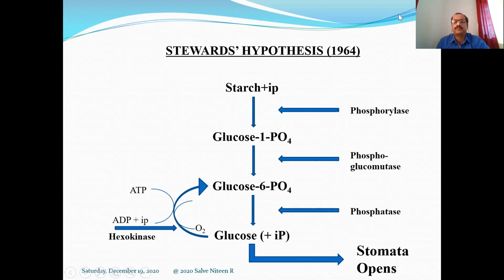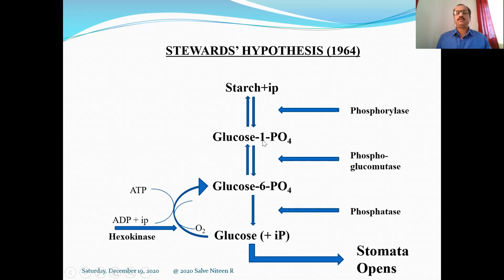Then glucose 6-phosphate during night time is again converted into glucose 1-phosphate. So this is a reversible reaction. Phosphoglucomutase is responsible for interconversion of glucose 1-phosphate and glucose 6-phosphate. The same enzyme is required depending on the conditions, whether the pH is basic or acidic. It catalyzes the conversion of glucose 1-phosphate into glucose 6-phosphate and glucose 6-phosphate into glucose 1-phosphate.